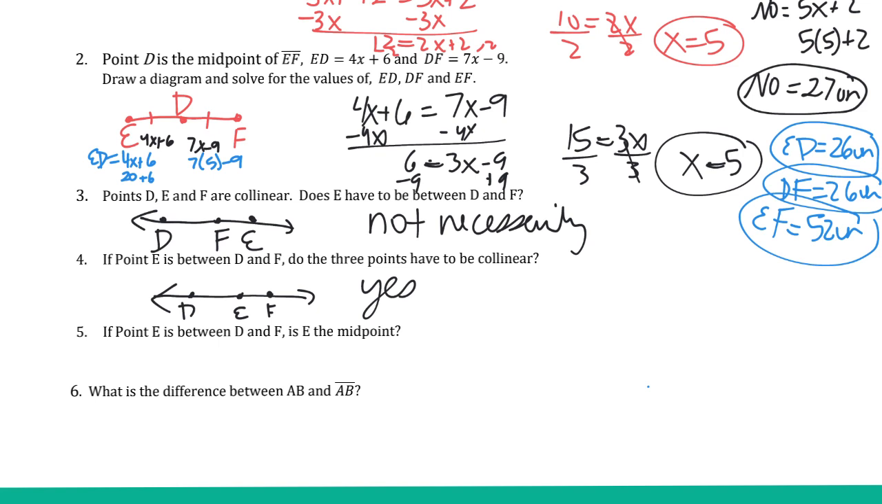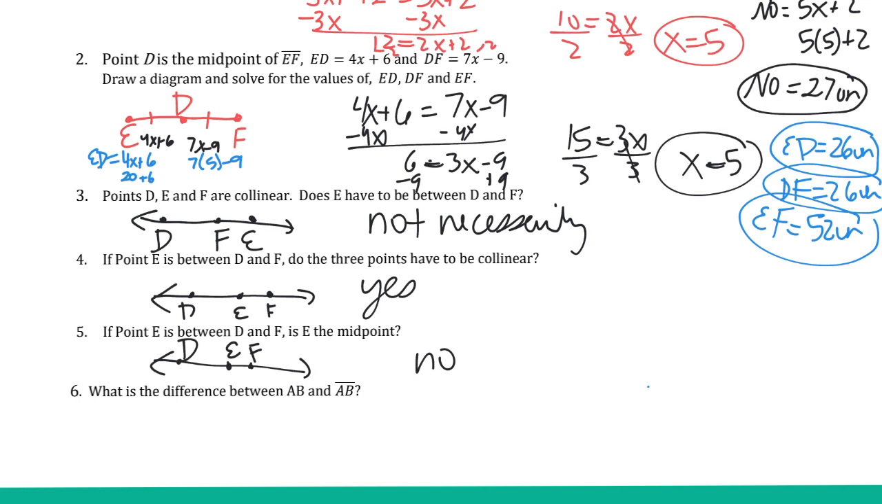If E is between D and F, is E the midpoint? No, not necessarily. Betweenness just means it's between it. It doesn't mean halfway between it. So don't kid yourself and think that when they say it's between, it means halfway directly. No. Midpoint says not only is it between them, but halfway between it. So using our vocabulary wisely, E has to be between it. We don't know if it's halfway between it or just in between it. So likely it's just in between it.